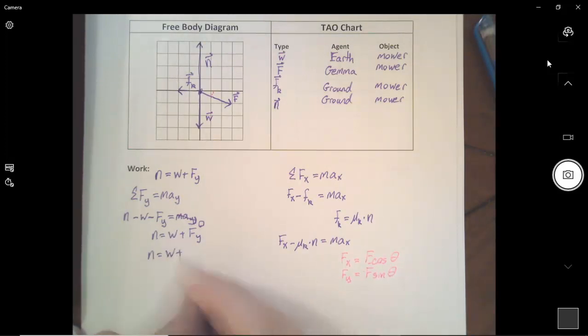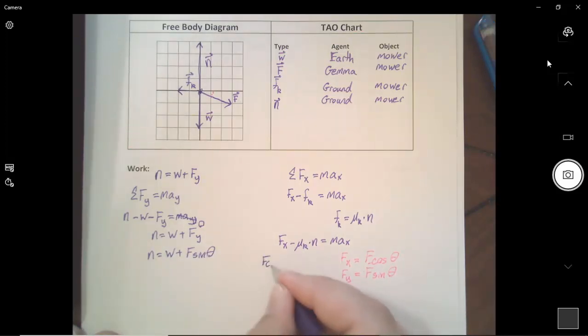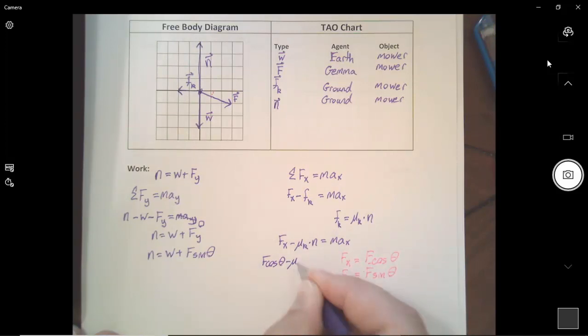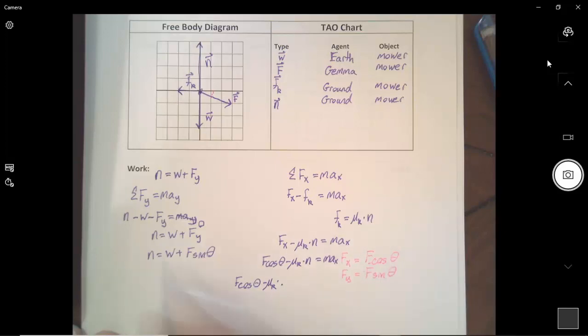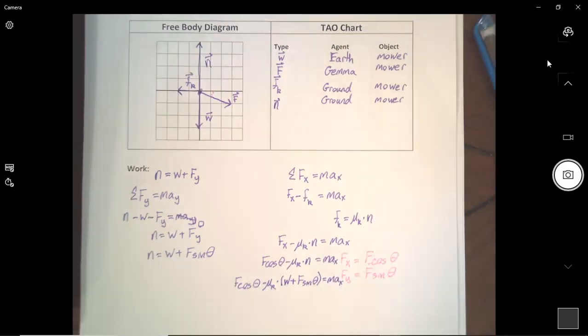So we can write N is equal to W plus F sine theta, and F cosine theta minus mu k times N is equal to m ax. Now we can substitute for N and get F cosine theta minus mu k times the quantity W plus F sine theta, that is all equal to m times ax.